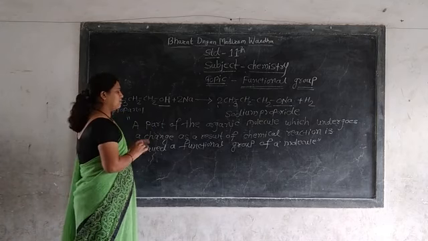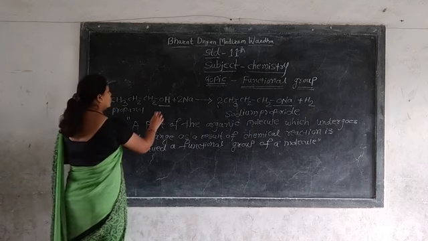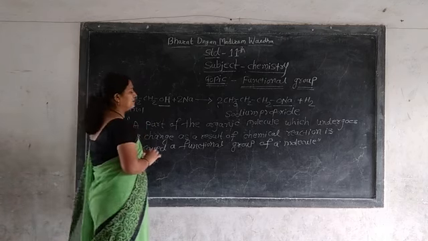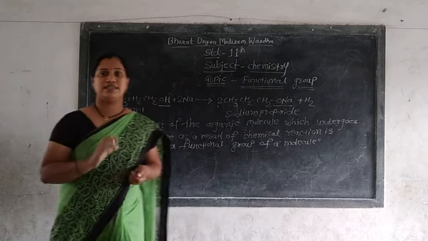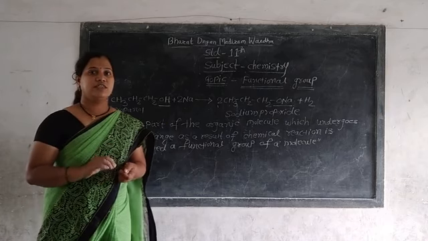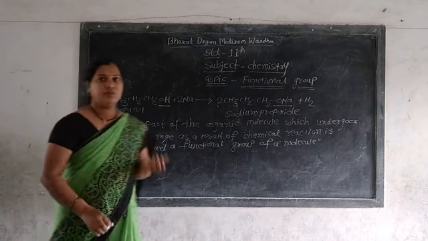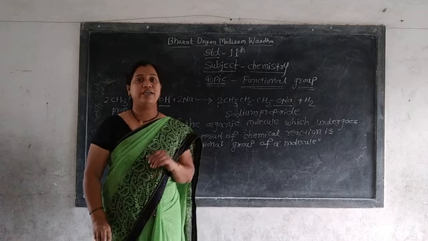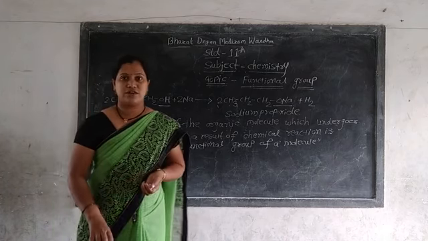This part is nothing but the functional group present in the organic molecule. So OH is the functional group. How can we define the functional group? A part of the organic molecule which undergoes a change as a result of the chemical reaction is called the functional group of the molecule. A variety of organic compounds contain various functional groups. So now we study the various functional groups one by one.